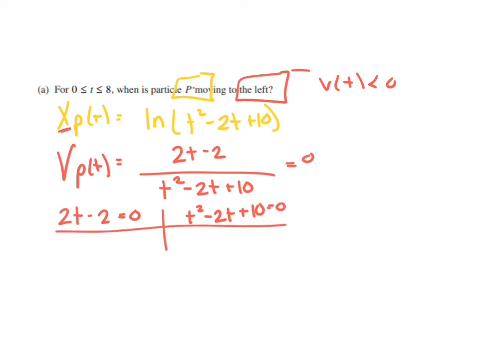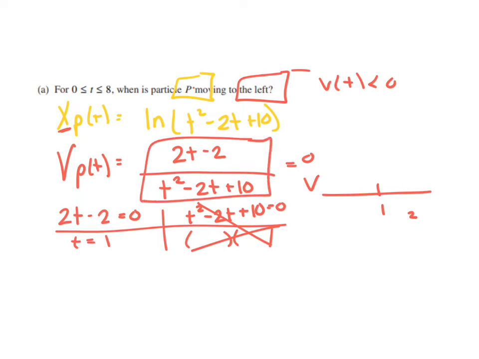So here I'm going to solve. I'm going to get t equals 1. The bottom doesn't factor, so I'm done with that. So now I'll make my sign chart and answer the question. I'm going to plug in a 2 into my velocity. So I'm going to go back to this function that I'm boxing in. I'll box it in blue here. 2 times 2 is 4, minus 2 is positive, divided by 2 squared is 4, minus 4 is 0, plus 10 is a positive. So I'd say that's positive.